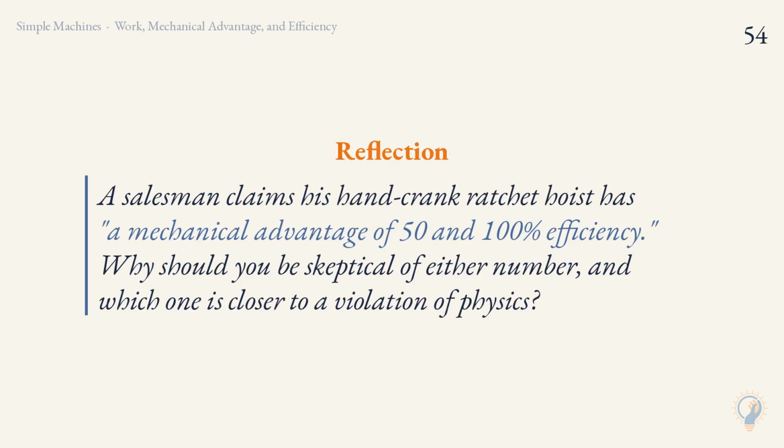A salesman claims his hand crank ratchet hoist has a mechanical advantage of 50 and 100% efficiency. Why should you be skeptical of either number, and which one is closer to a violation of physics?